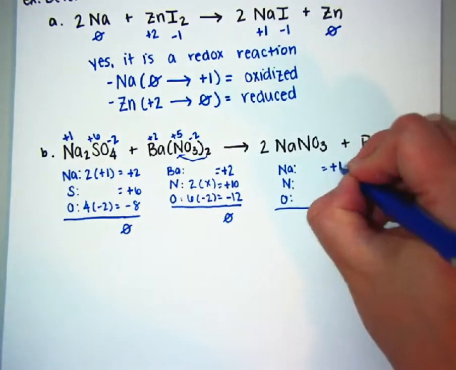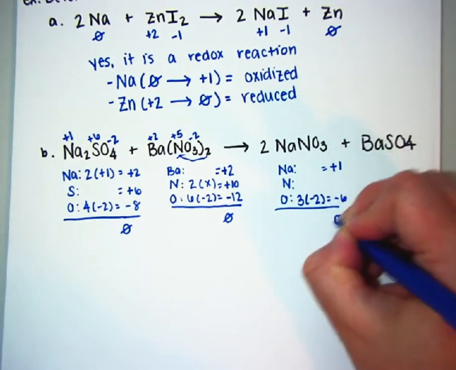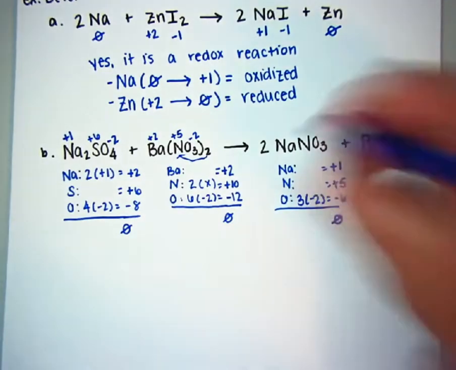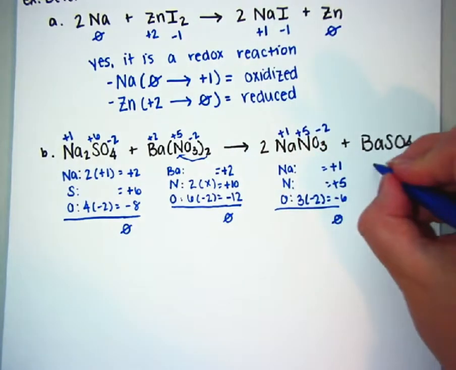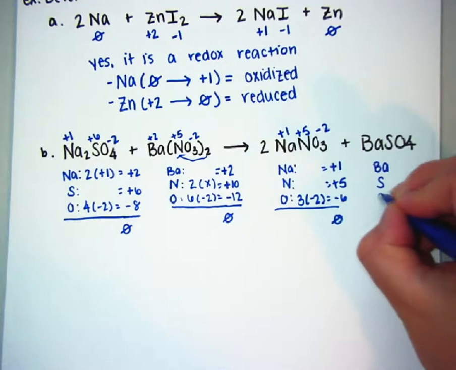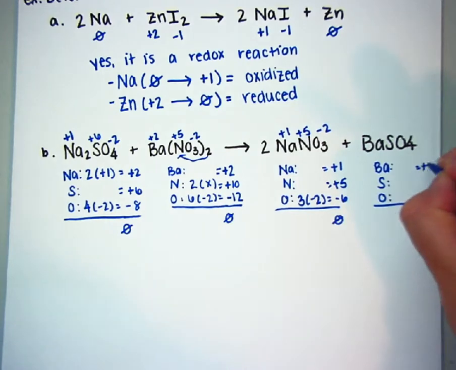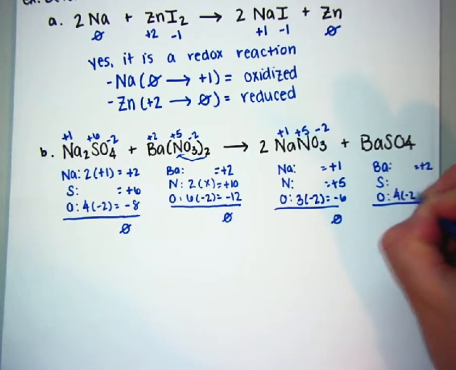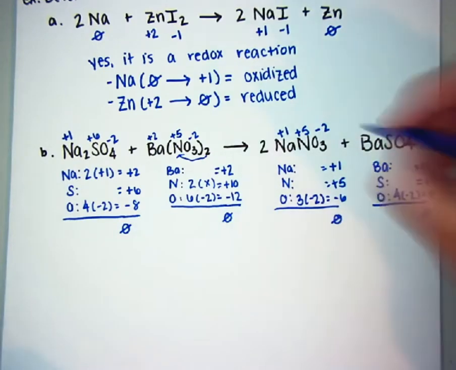Sodium is a group 1 metal, +1. 3 oxygens, each with a -2, gives me -6. Nitrogen must be positive 5. Last one, barium sulfate. Barium is a group 2 metal, +2. 4 oxygens gives me -8. In order for this compound to be neutral, sulfur has to be +6.